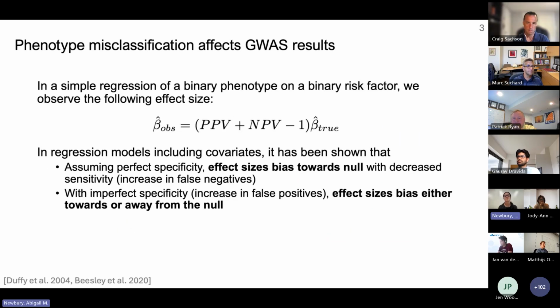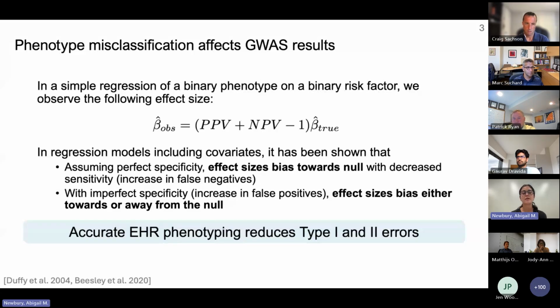We know that phenotype misclassification can affect GWAS results. In a very simple regression of a binary phenotype on a binary risk factor, we'll observe an effect size that's diluted from the true effect size proportional to the positive and negative predictive value of a phenotyping algorithm. In simulations, it's been shown that when we increase false negatives, our effect sizes bias towards the null, and when we increase false positives, our effect sizes can bias either towards or away from the null. So here we obviously know that accurate EHR phenotyping will reduce type 1 and type 2 errors in GWAS.